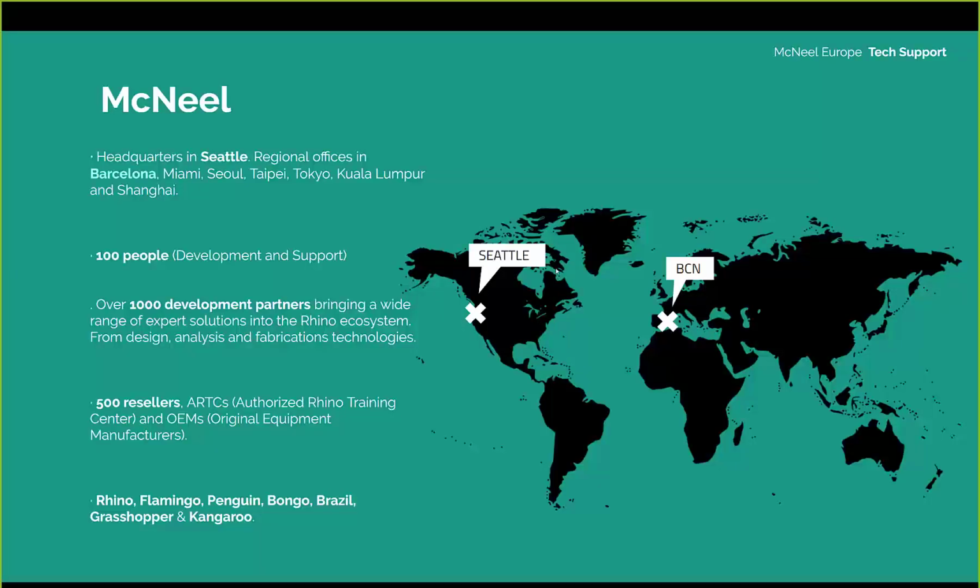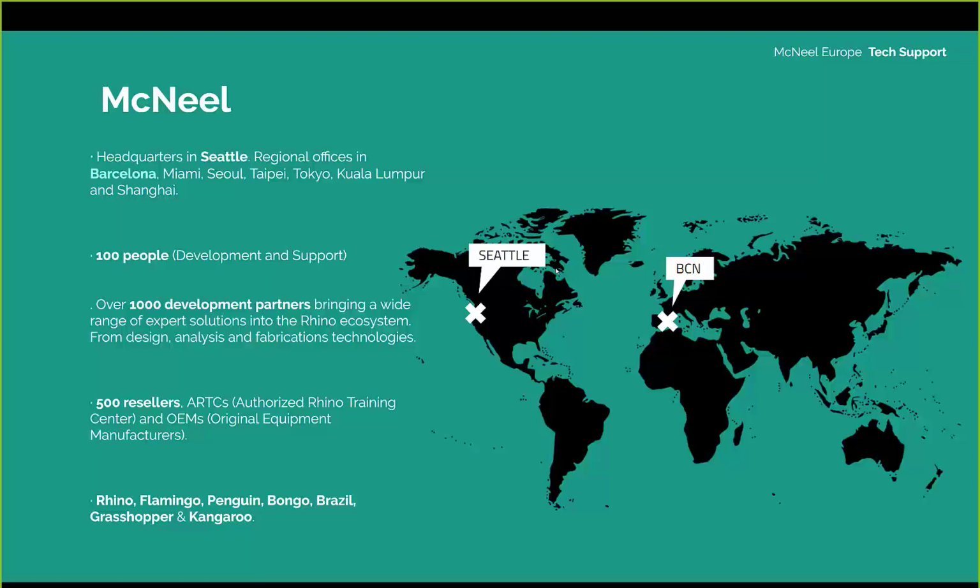So first of all, McNeel's headquarters, our company, is in Seattle, but we have regional offices in Barcelona, in Miami, in Seoul. The regional office of Barcelona takes care of Europe, Middle East, and Africa. We are 100 people working for McNeel, mainly between development and support. We don't have a marketing team. Actually, everything we make out of licenses, we invest in our own development and in providing tech support to anyone and for free.